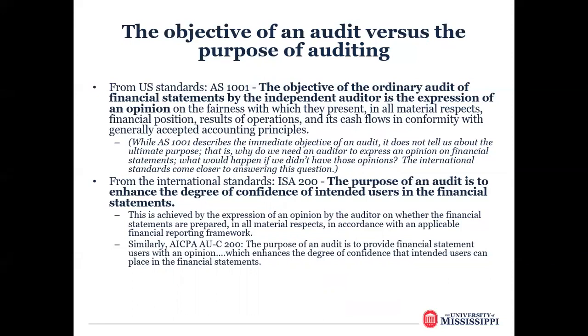Okay, so AS 1001 here describes the immediate objective of an individual audit, and that's to express an opinion on the financial statements. But this doesn't really get at the purpose of auditing because it doesn't explain why we need that opinion or what that opinion is doing for us. The international standards come closest to answering this question. ISA 200 says the purpose of an audit is to enhance the degree of confidence of intended users in the financial statements.